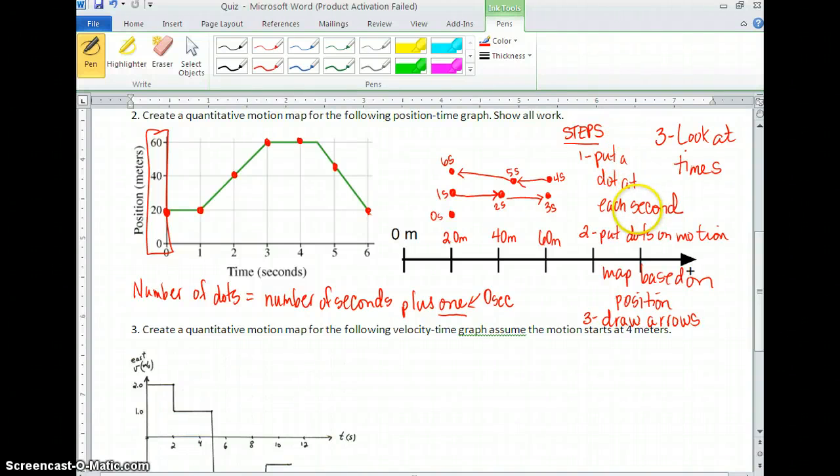So put a dot at each second. We put dots here. Step 2, put dots on our motion map based on position. So we started and we went at 0 seconds, they're at 20. At 1 second, he's still at 20. At 2 seconds, he's at 40. And you can see how we progressed through each one of those dots. Step 3 then, make sure you draw your arrows.